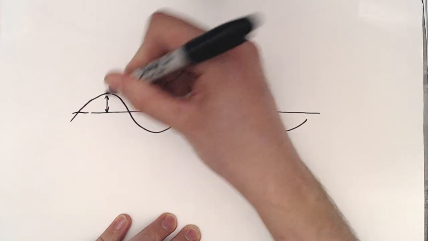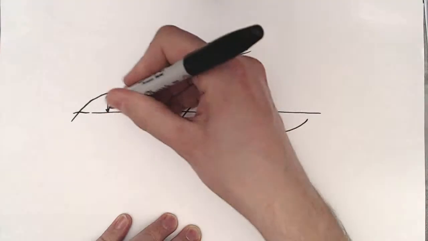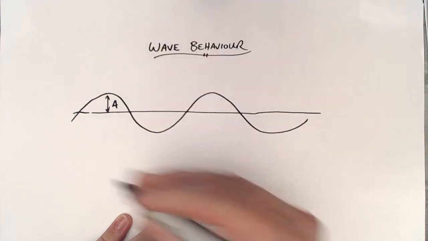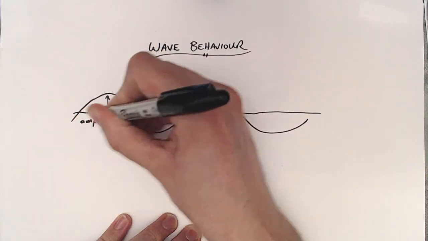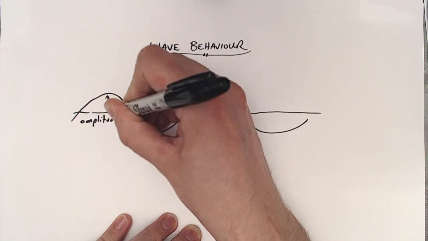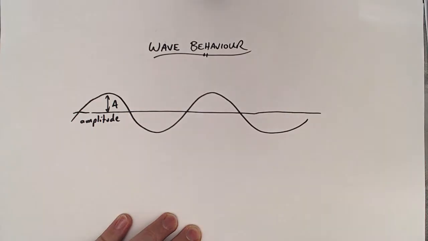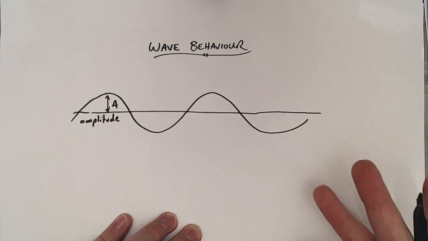One thing that we think about when we talk about waves is called the amplitude, A for amplitude. And really, that's how much a medium has been disturbed from its initial rest position.